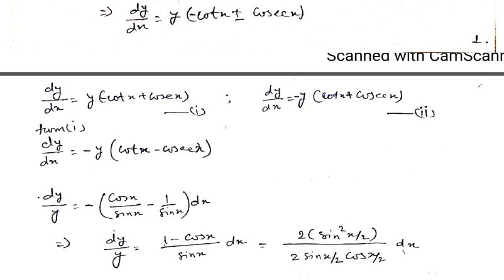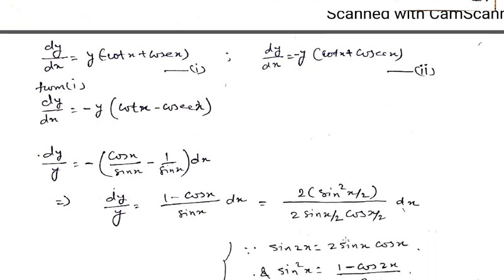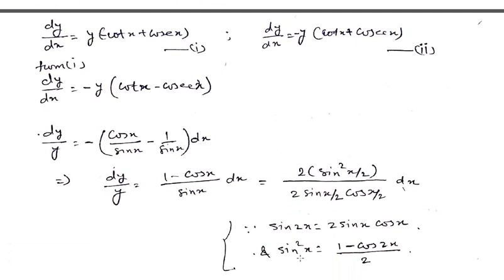Now we can replace 1 minus cos x as 2 sin square x by 2 using the formula. As we know, sin square x is 1 minus cos 2x upon 2. If the angle is half, x by 2, here 1 minus cos x, so 1 minus cos x is 2 sin square x by 2. Similarly, sin x is 2 sin x by 2 cos x by 2 using this formula. Now here from sin square x by 2, one sin x by 2 and the sin x by 2 in the denominator cancel out.